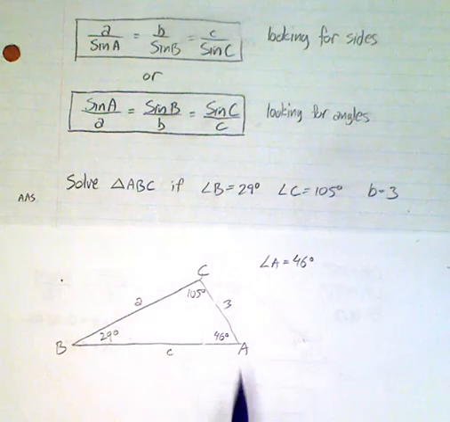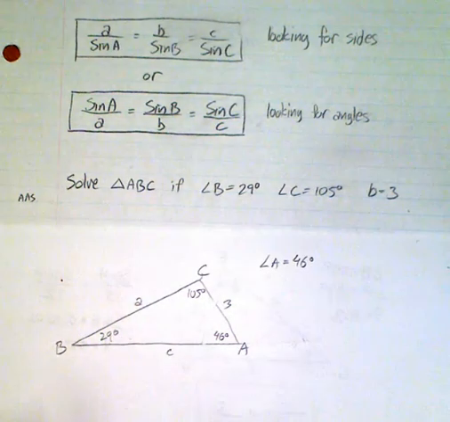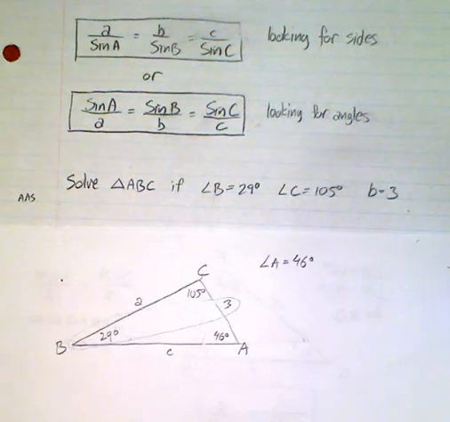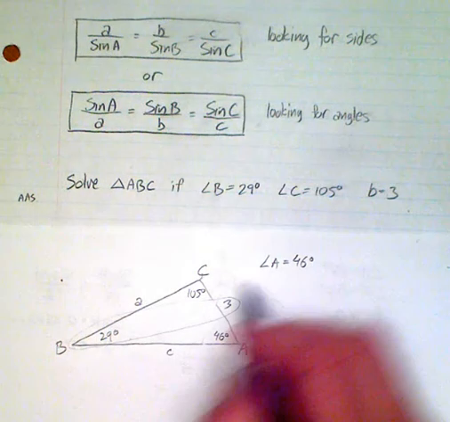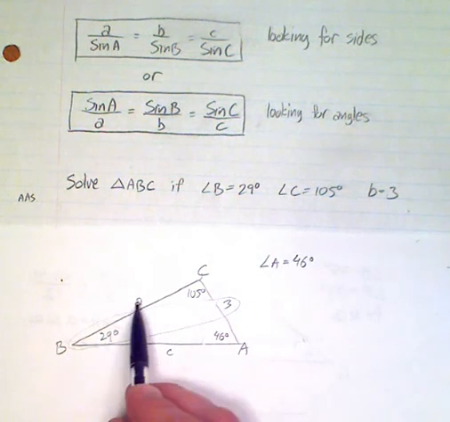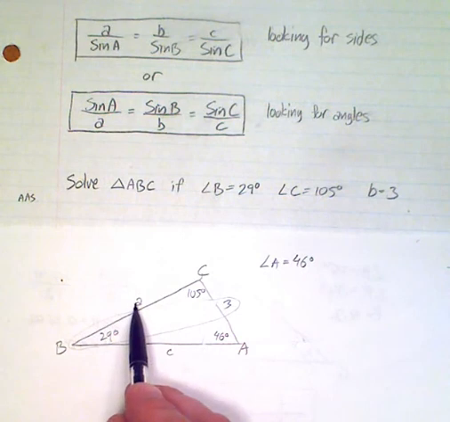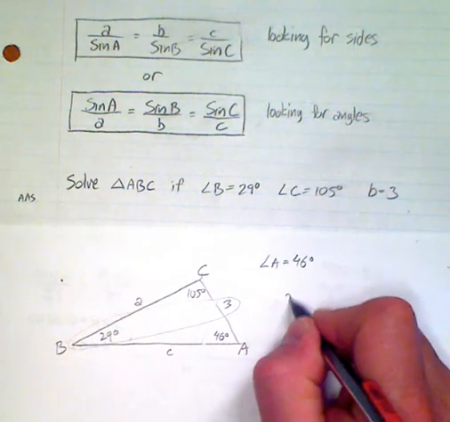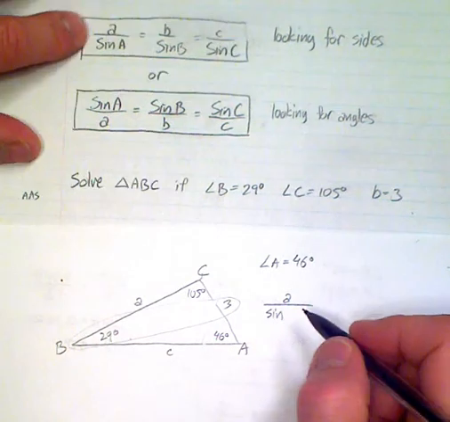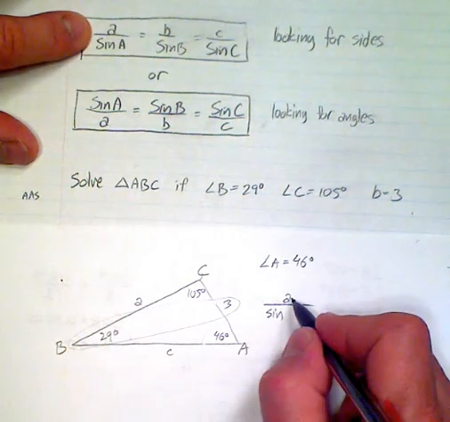Now, always in these questions, look for the pair that you have. And I'm hoping that you see that I have that pair right there. I have side B and angle B. I'm looking for side A and angle A. Let's start with side A. So side A, since that's what I'm looking for, I'm going to put that on the top. So A, I don't know it, sine A.